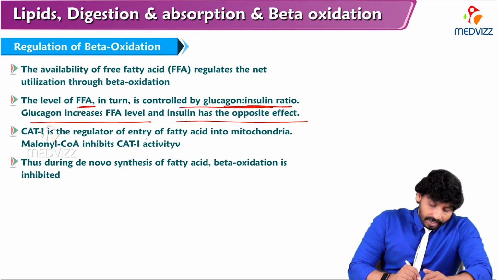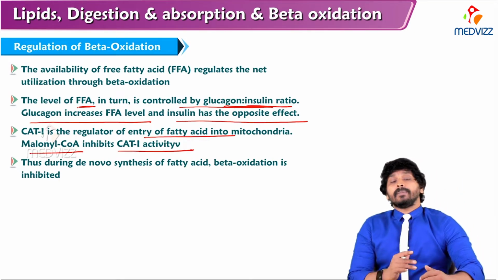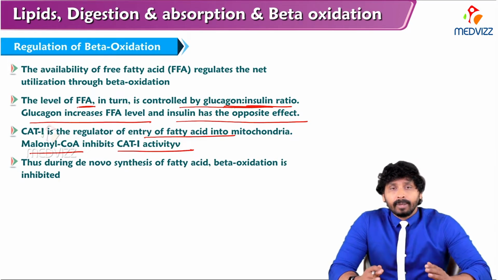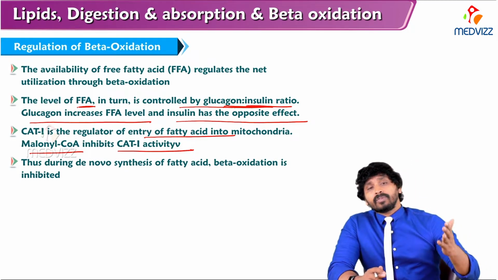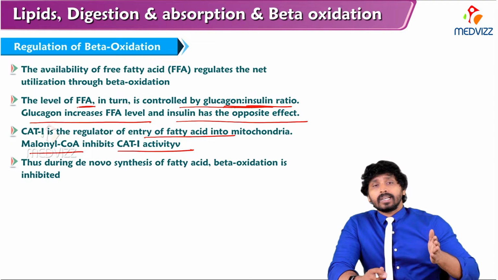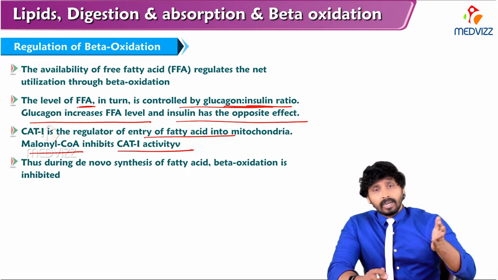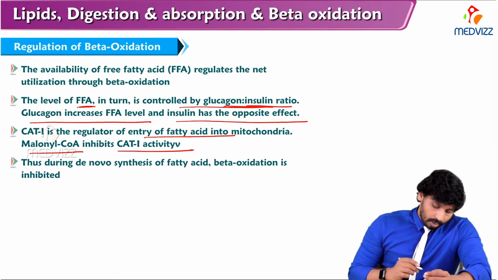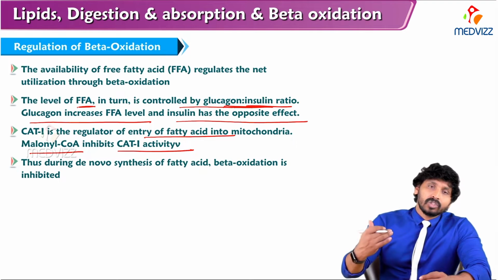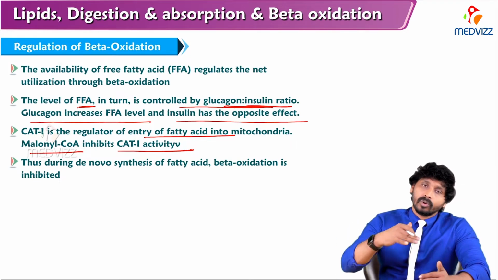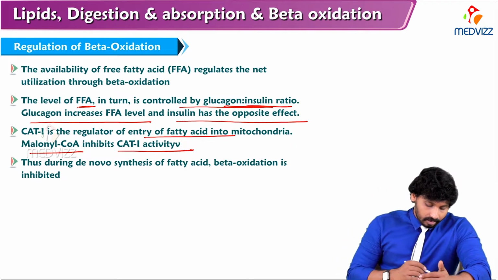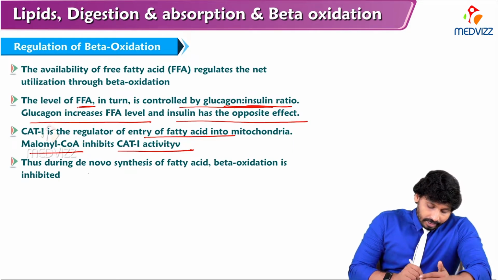CAT1 is a regulator of entry of fatty acids into mitochondria. Malonyl-CoA inhibits CAT1 activity. Malonyl-CoA will be formed from malonate, one of the intermediates of the TCA cycle, when you add CoA to it. So when there is a high formation of malonate, this will be converted to malonyl-CoA and inhibits the entry of fatty acids into the mitochondria. Thus, during the de novo synthesis of fatty acid, beta oxidation is inhibited.